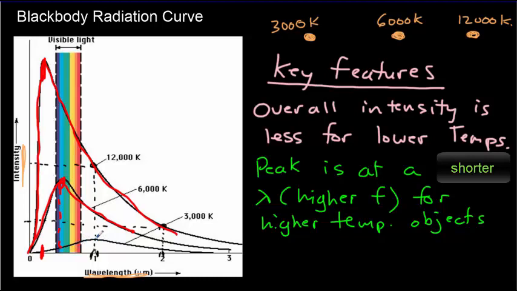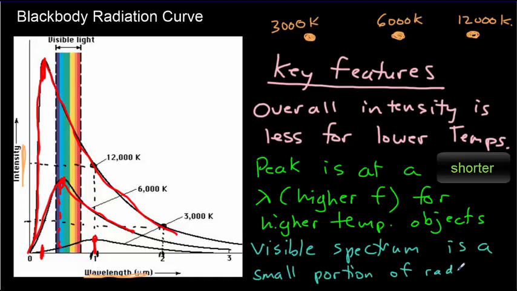And this one that's at a lower temperature still, its peak is at a longer wavelength still. And the third thing I want you to notice is that the visible spectrum is a small portion of the radiation emitted. In other words, it's only light within this wavelength range that we can see. The frequencies are too high back here, and over here the wavelengths are too long, the frequency is too low for us to be able to see that radiation.